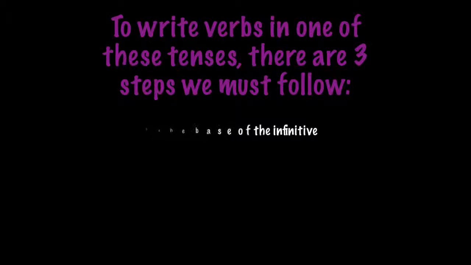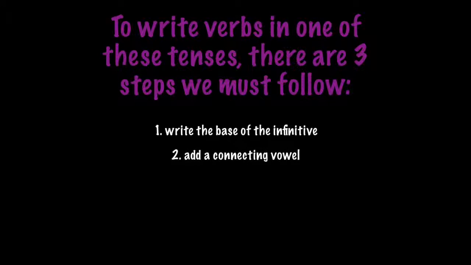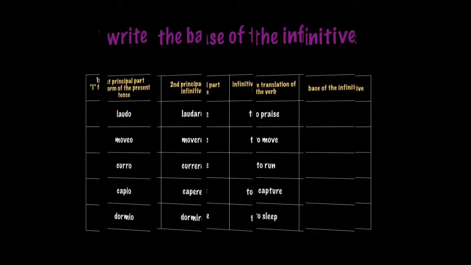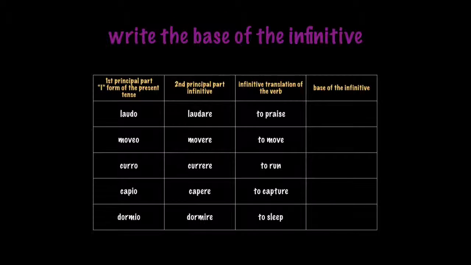Step 1 is to write the base of the infinitive. Step 2 is to add a connecting vowel. And step 3 is to add the required endings. Let's take a look at step 1, writing the base of the infinitive.